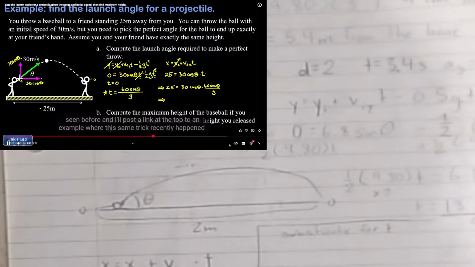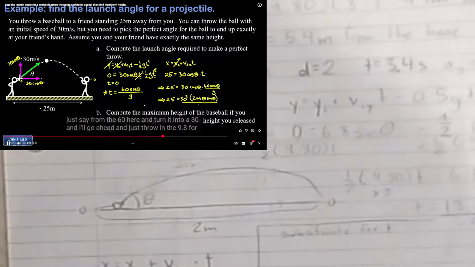But what I'm going to do here is collect the sine and the cosine, and I'm going to use the identity that 2 times sine times cosine gives me the sine of twice the angle. 2 times sine. What the fuck? So I'm going to split off a factor of 2 from the 60 here, and turn it into a 30. And I'll go ahead and just throw in the 9. Squared? Why is it squared now? What? 9.8 for G. Okay, I don't know. I don't understand at all.